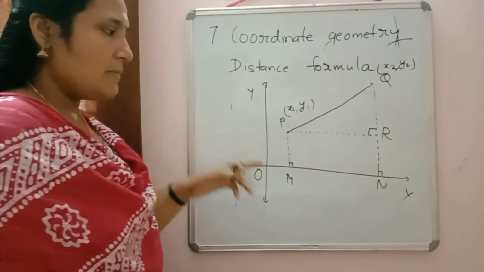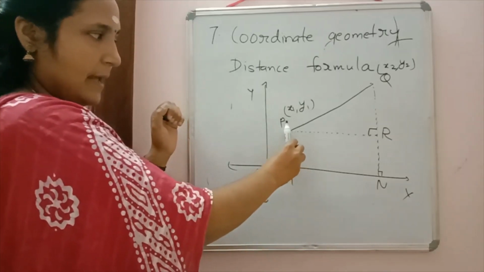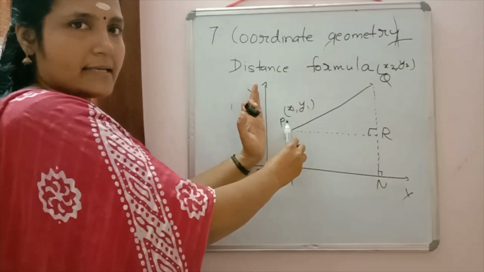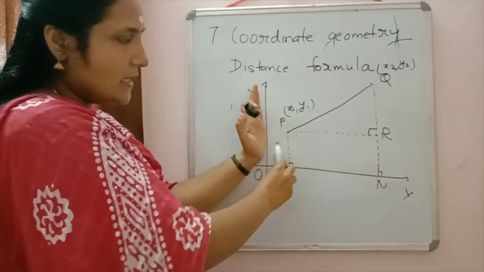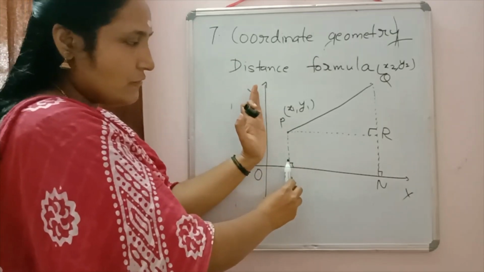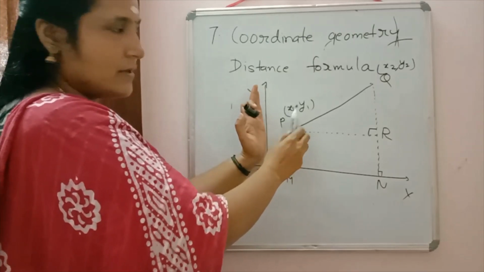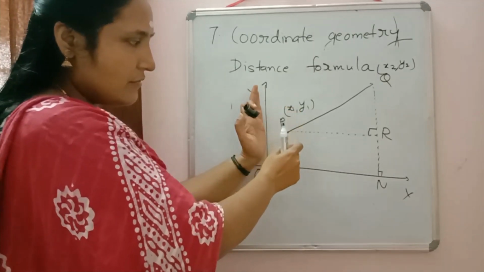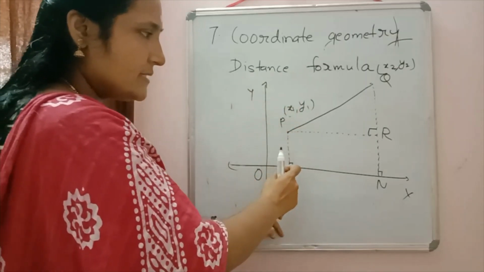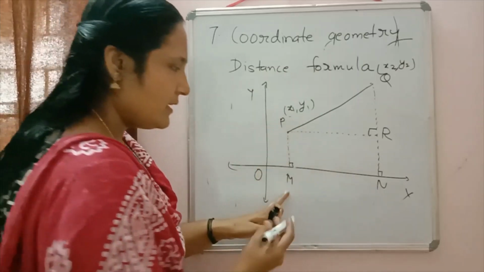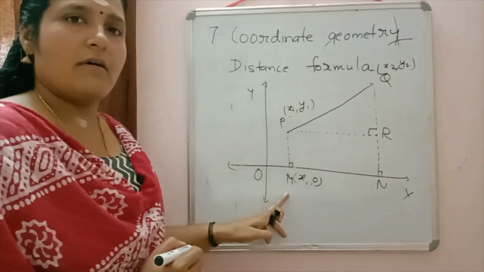Now we will check what the coordinates of M and N will be. As we can see here, the line PM is parallel to y-axis. So if a line is parallel to y-axis, its x-coordinate remains the same. And what will that x-coordinate be? The coordinate of P is x1. So in this line, the x-coordinate of all the points will be equal to x1 only. And since M is on x-axis, its y-coordinate will be equal to 0. So the coordinate of M will be x1 comma 0.